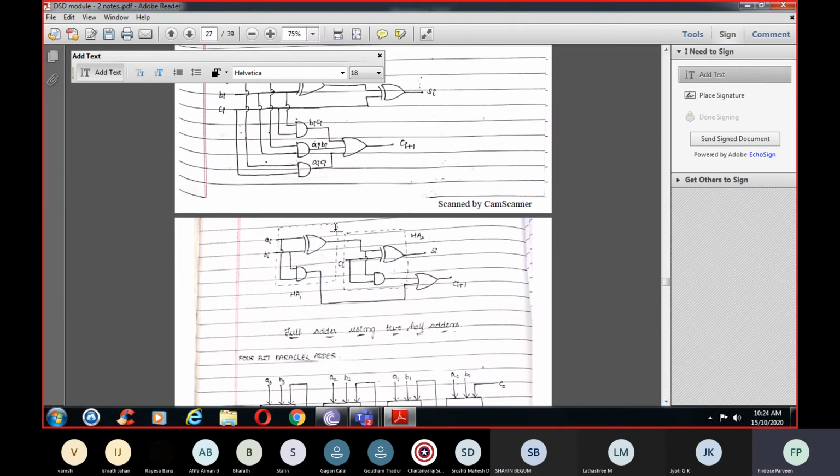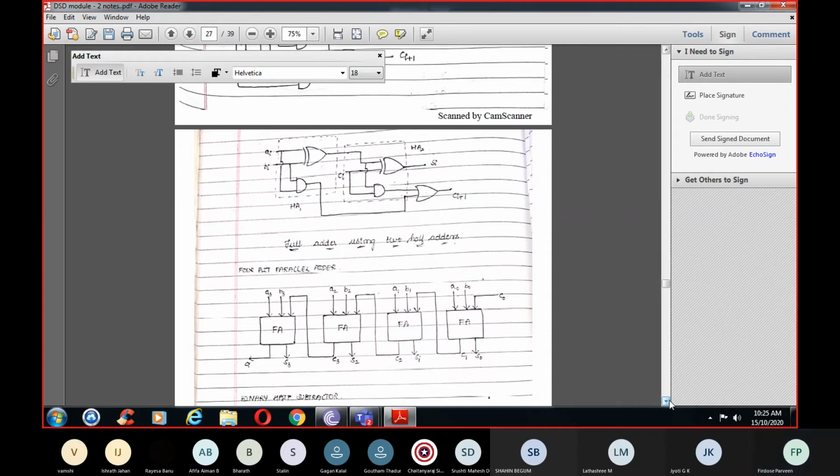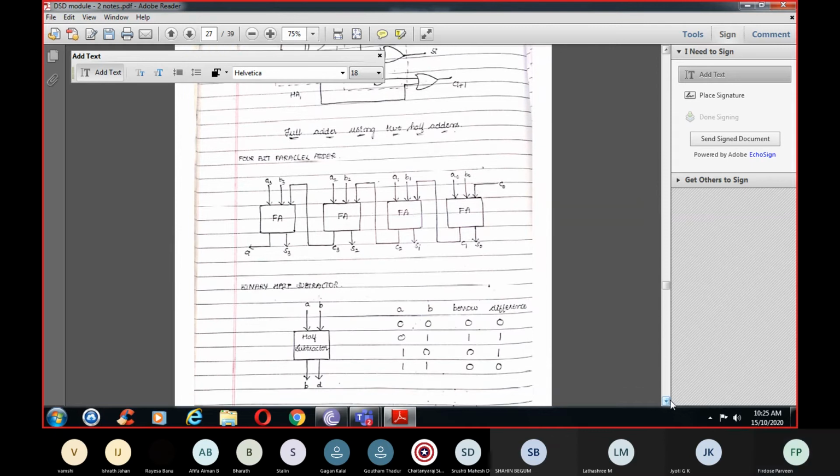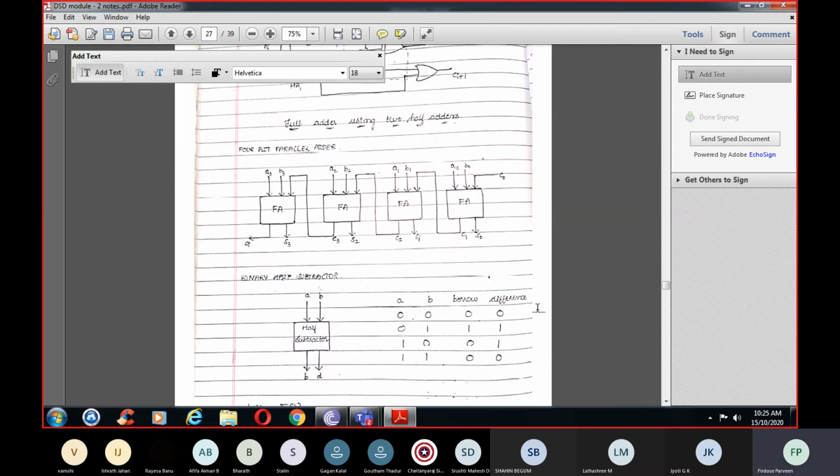This is using two half adders. This is XOR, this is AND gate, this is XOR, this is AND gate, and this is carry. Okay. So 4-bit parallel adder. What we have seen so far is single bit.